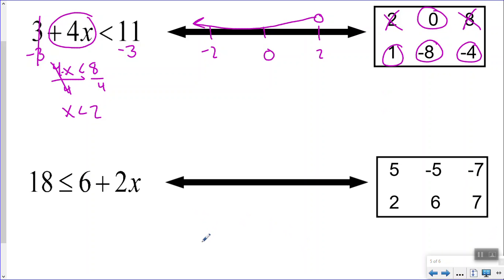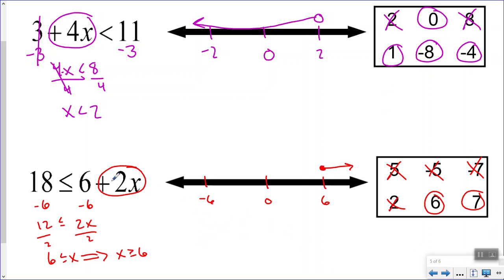Go ahead and pause the video and try the next example on your own. In this one, we have a positive 6 outside of our variable group, so we subtract 6 to undo that. Then we are left with 12 is less than or equal to 2x. We did not flip the sign here because we did not multiply or divide by a negative.